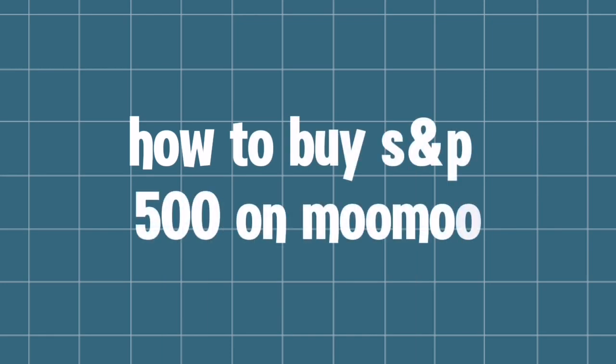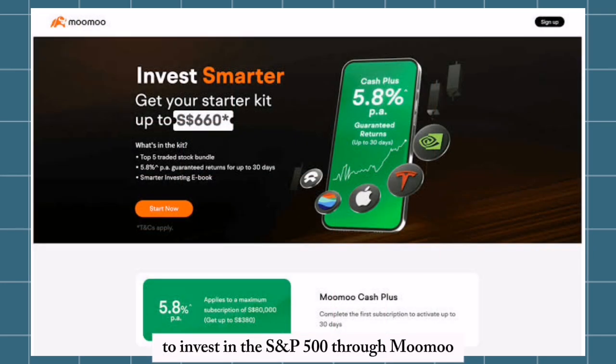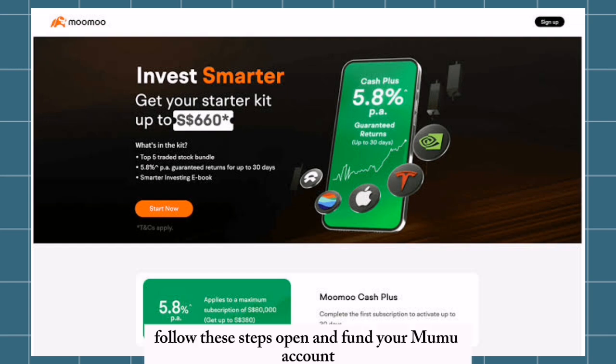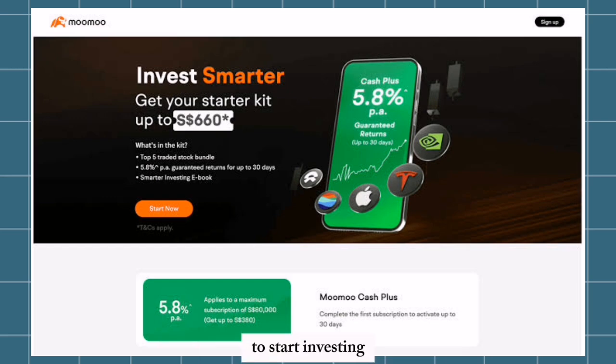How to buy S&P 500 on Moomoo. To invest in the S&P 500 through Moomoo, follow these steps. Open and fund your Moomoo account. Download the Moomoo app or visit their website to create an account. After registration, link your bank account and deposit funds to start investing.